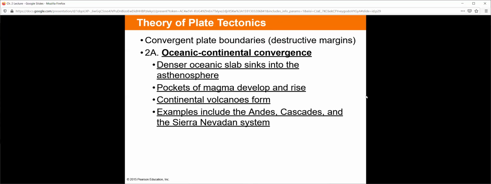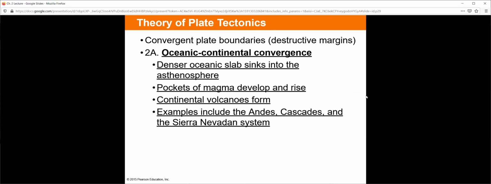So we have, as I said before, different types of crust, right? We have oceanic and continental crust. Oceanic crust is the ocean, continental crust is the continent. When you have an ocean crust connecting with a continental crust, the denser ocean slabs sink into the asthenosphere. Why are they more dense? Oh, because they have all that water and stuff, right? There's more density in water than there is in air.